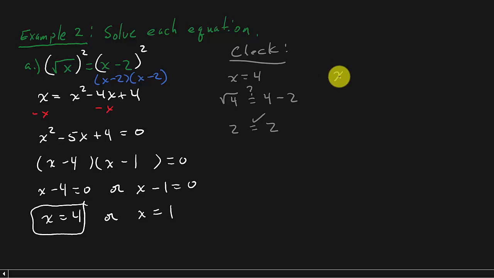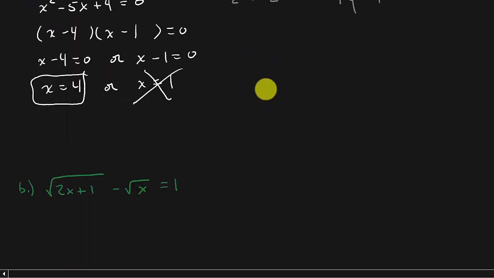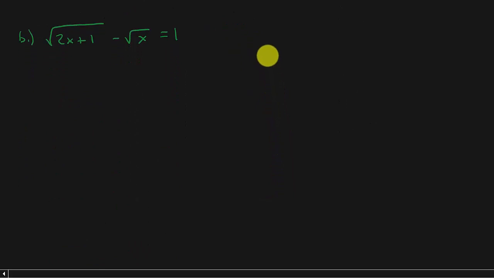Now, let's check x = 1. So let's plug that in. So I get √1, I'm just plugging the 1 in for x, = 1 - 2. And so I get 1 = -1. That does not check. So x = 1 is not one of my solutions. Okay. All right, let's look at the next one.